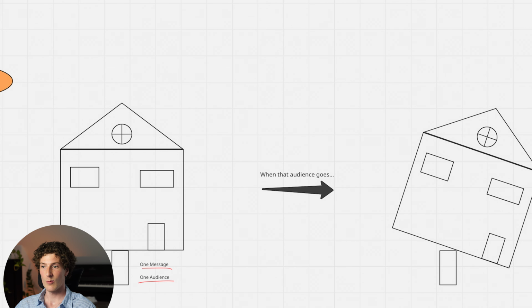One audience, one message, and one reason to buy. And when that one message stops resonating, there's nothing else holding the campaign up. The whole thing collapses because it was never a structure. It was a single pillar.